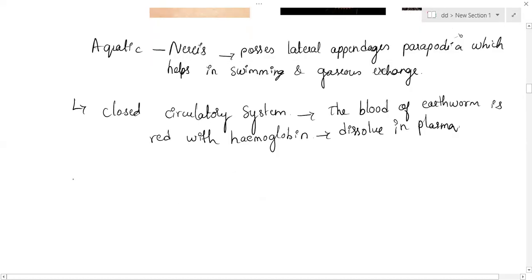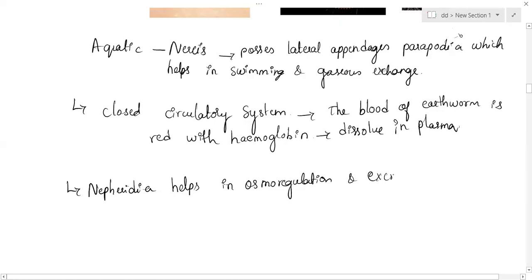Here they have nephridia that help in osmoregulation and excretion.